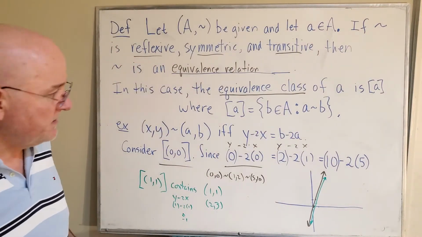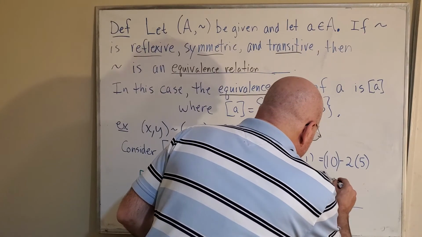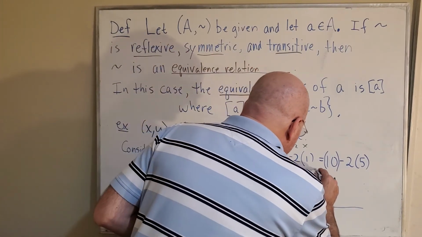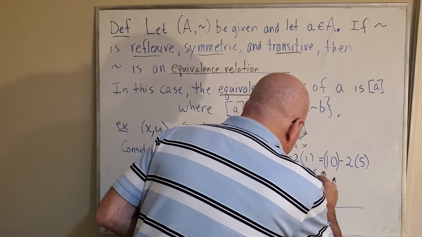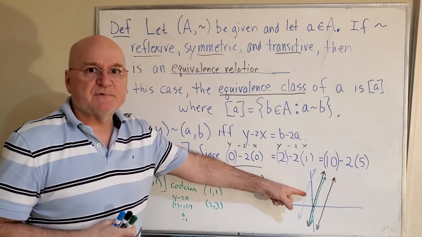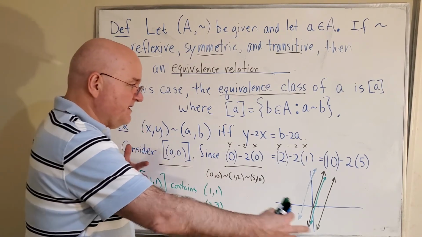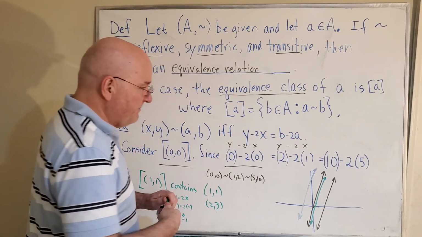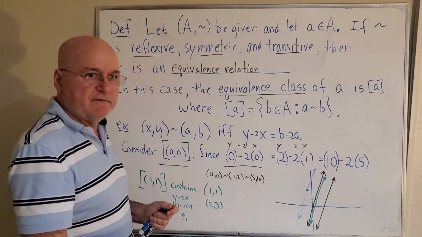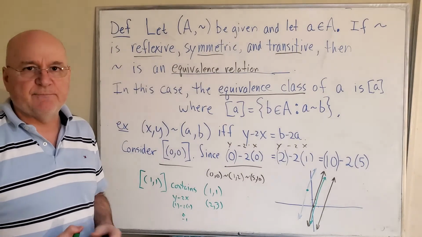So every line with that slope, I should have used a different color there. Not a very good line there. But all parallel lines with this same slope of 2 are equivalence classes. So we have an infinite number of equivalence classes, but if you randomly pick a point on one of these lines, it is in the same equivalence class as every other point on that line. And it's not equivalent to any point off of the line.